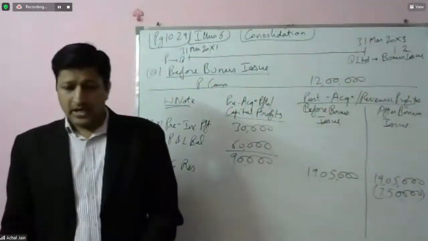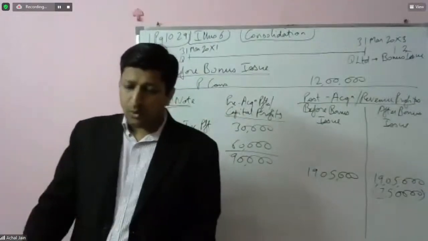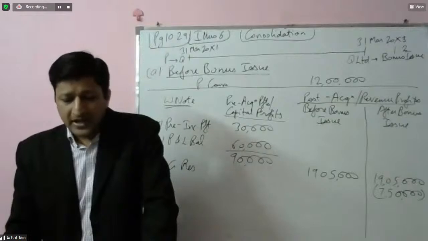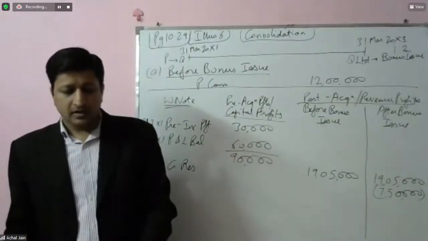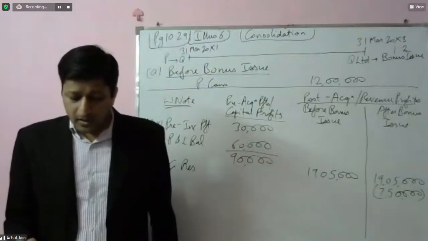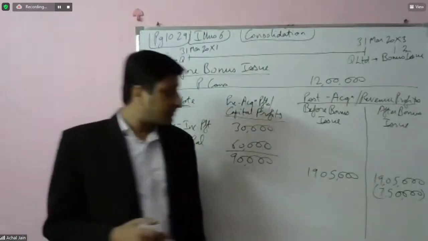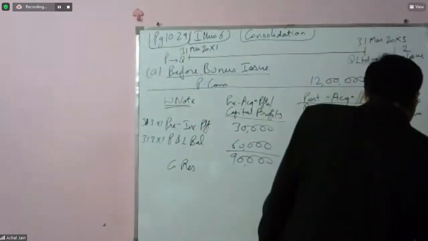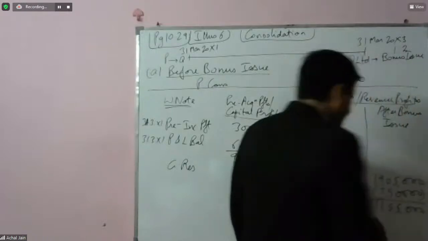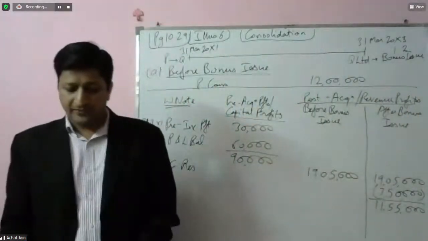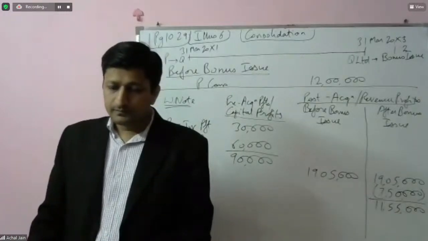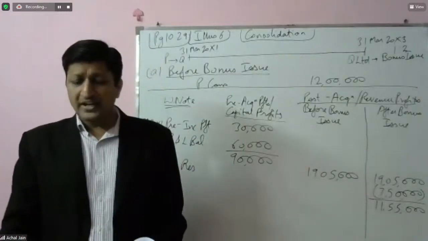I think Nakul has a problem. Nakul, if you can just go to the study material, please. Go and access it online and you will get this. I have specified this as illustration number 6. So now the balance of general reserve will become 11,55,000. You can access this online, please.